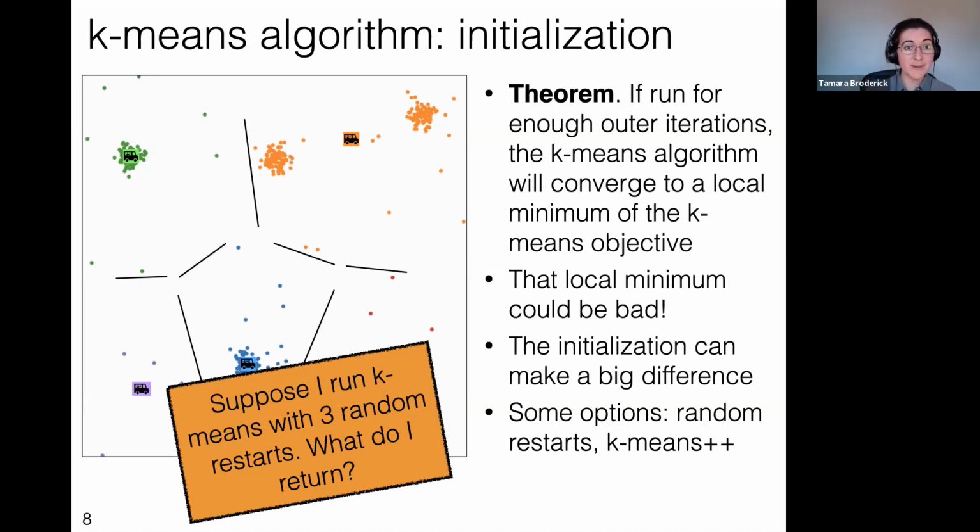Okay, so we've talked about initialization. We talked about how it can really matter, can really change things, and you need to be aware of that and potentially try to cope with that in some way. One idea is random restarts. One idea is k-means plus plus.